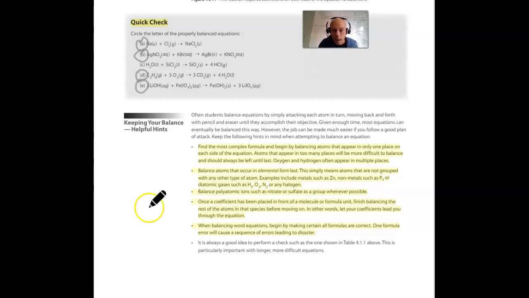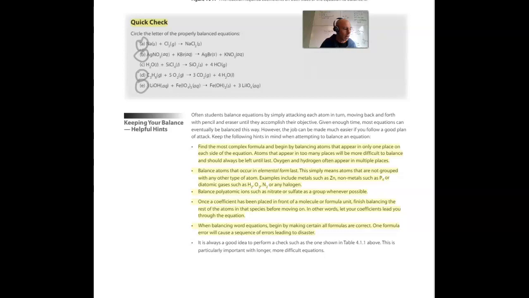So, last one is if you're starting with a word equation and then you're balancing it, be sure you write the formulas correctly. And if you end up struggling to balance an equation that you've written from a word equation first, it's possible that you wrote some formulas wrong. So just be really careful when you're writing your formulas before you go to balance.